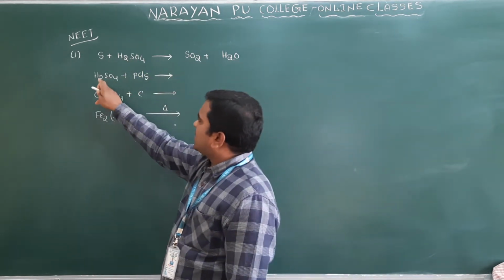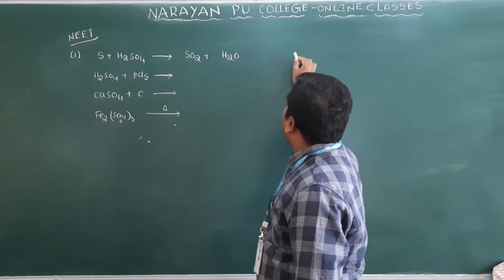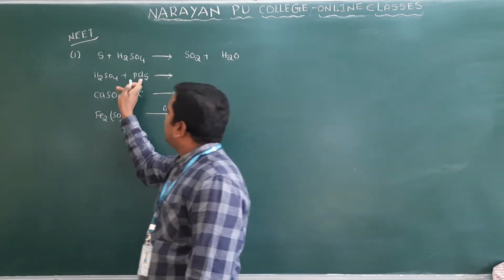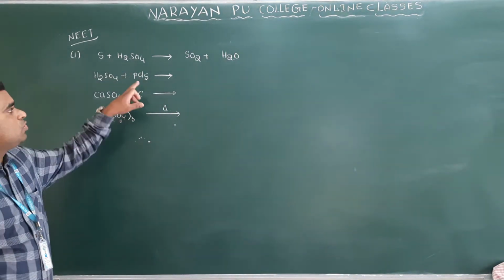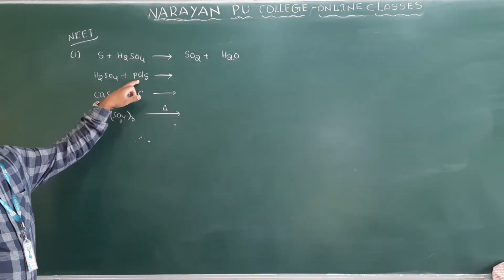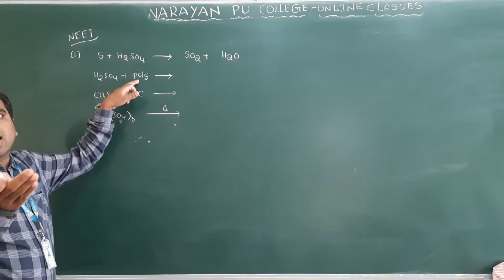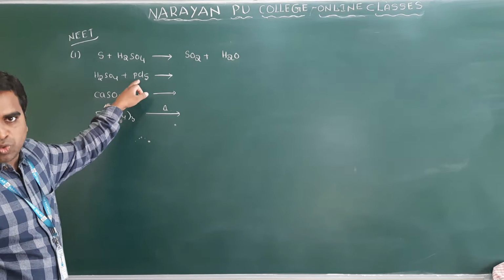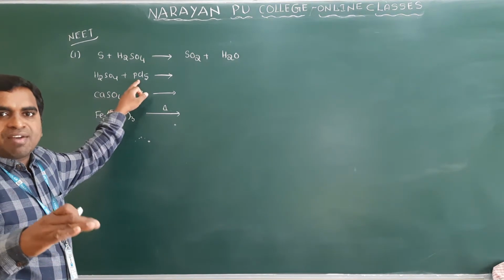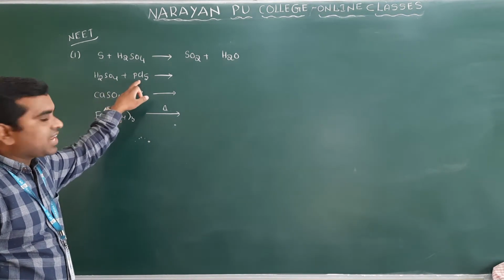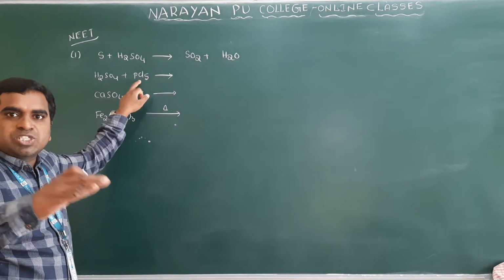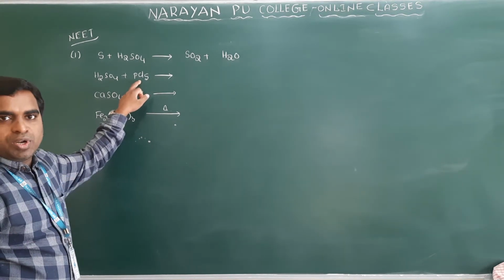This we have already discussed, H2SO4 and PCl5. For which purpose do we use PCl5? For chlorination. It means chlorine atoms will be added when the compound has OH groups. Whenever any compound has an OH group and reacts with PCl5, the OH group will be replaced by a chlorine group.